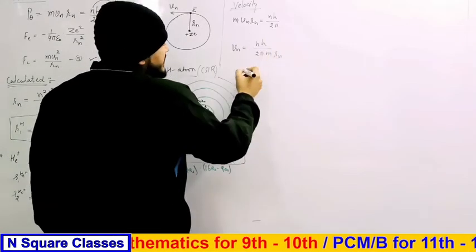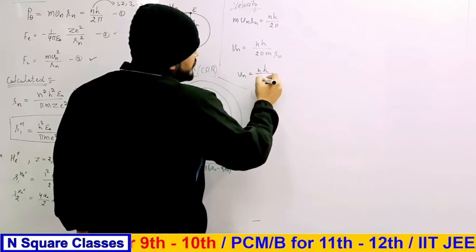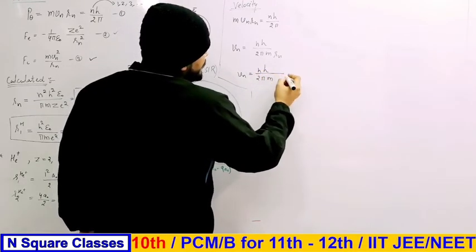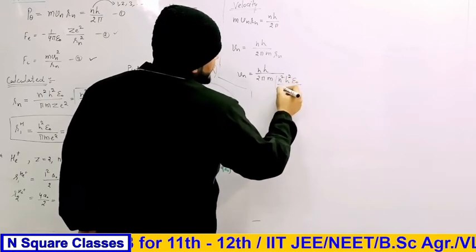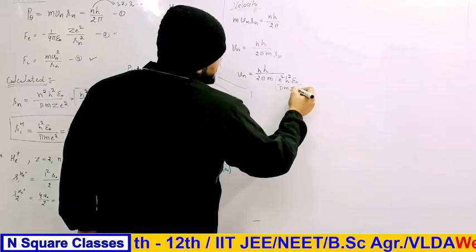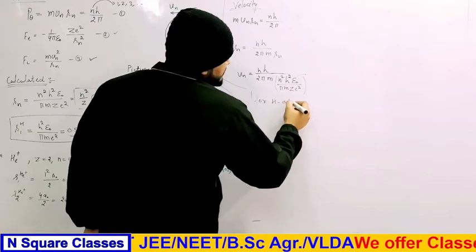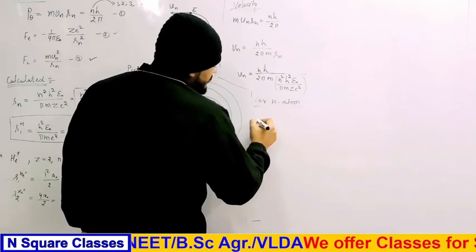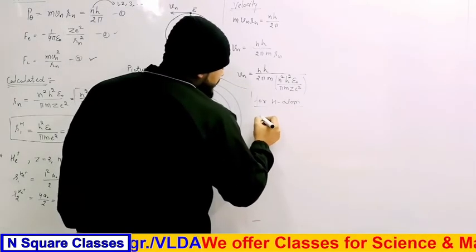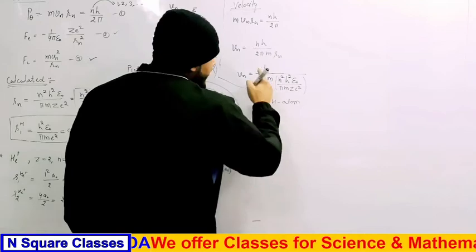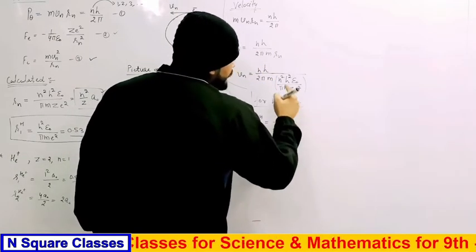Now put the value of this Rn in here. This Vn equals to nh upon 2 pi m into what is the value of Rn? This n square h square epsilon naught divided by pi m Z e square, for H atom. Now this Vn equals to, or we can say this V for, if we want to calculate for the first orbit, now this V1 for hydrogen atom, this is equal to, n is 1, now h upon 2 pi m, and now what is this?